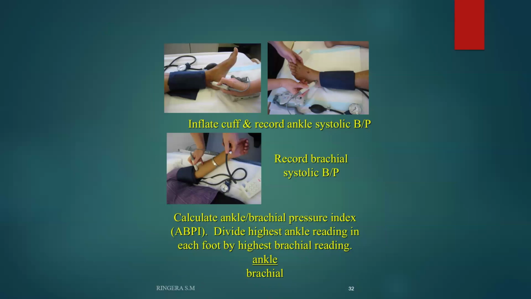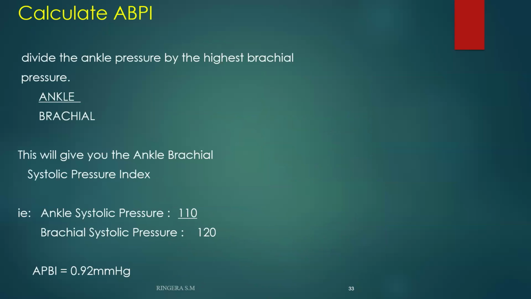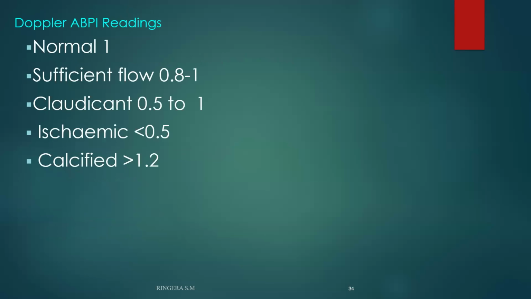So you calculate the ankle brachial pressure index by dividing the highest ankle reading in each foot by the highest brachial reading, and that is how we determine what the ABPI is. So, for instance, if your ankle systolic pressure, and actually what you're doing is systolic pressure, sorry about that, I should have mentioned that a bit earlier. If your ankle systolic pressure was 110 and your brachial systolic pressure was 120, then you divide the two, and you get 0.92. That is what ABPI would read like.